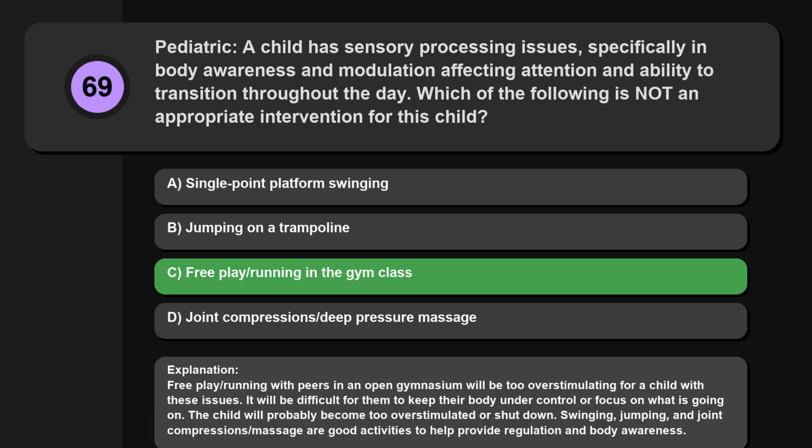Free play/running with peers in an open gymnasium will be too overstimulating for a child with these issues. It will be difficult for them to keep their body under control or focus on what is going on. The child will probably become too overstimulated or shut down. Swinging, jumping, and joint compression/massage are good activities to help provide regulation and body awareness.